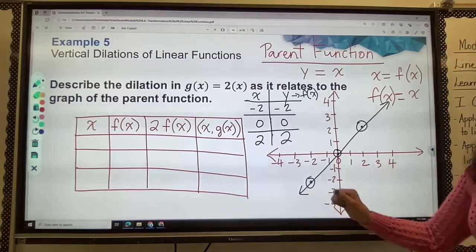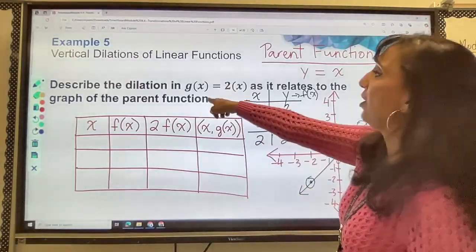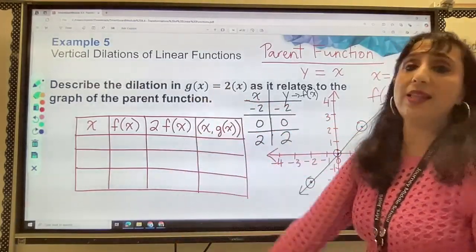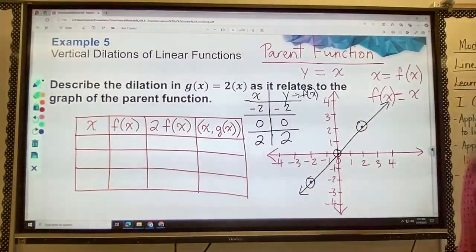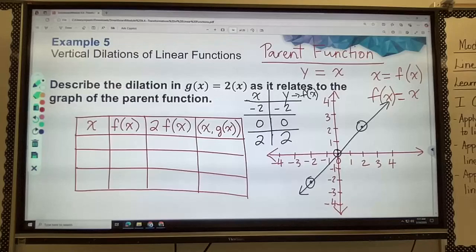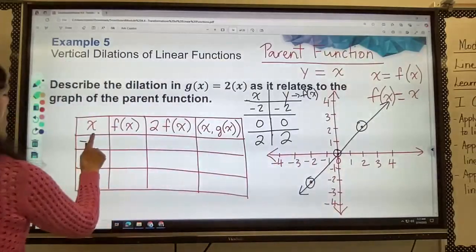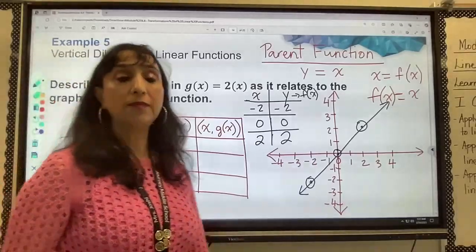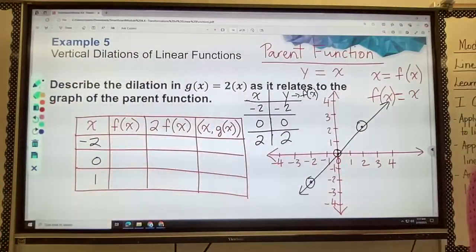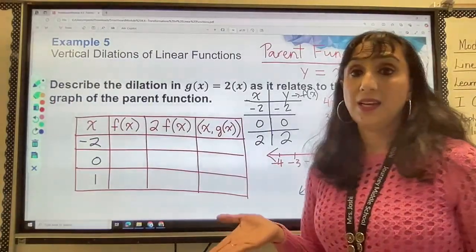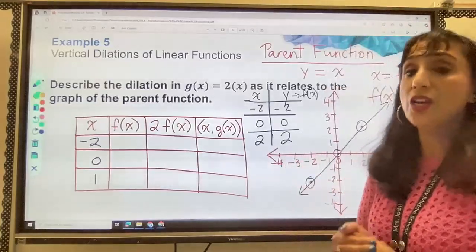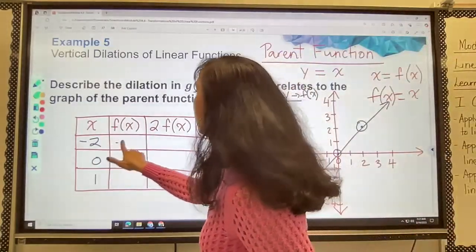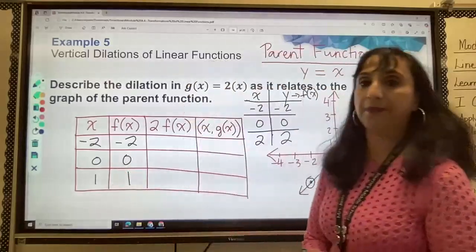Now, we are going to create a table with the values which we've been given for this new line that we are supposed to create. And it is saying g of x is equal to 2x. So I'm going to put certain values for x. Let's say I give you -2, 0, and 1. And we just said that in the parent function, f of x is exactly the same thing as x because x and y are the same. So that is why f of x is also going to be -2, 0, and 1.